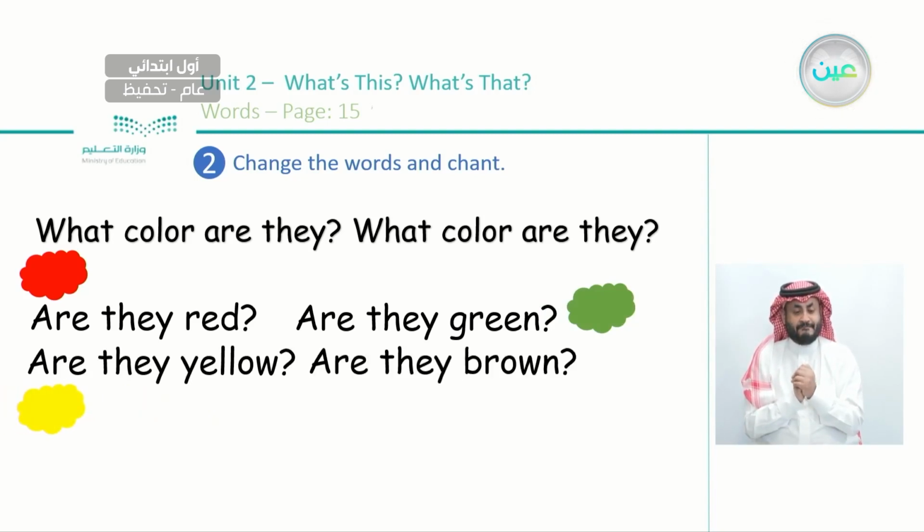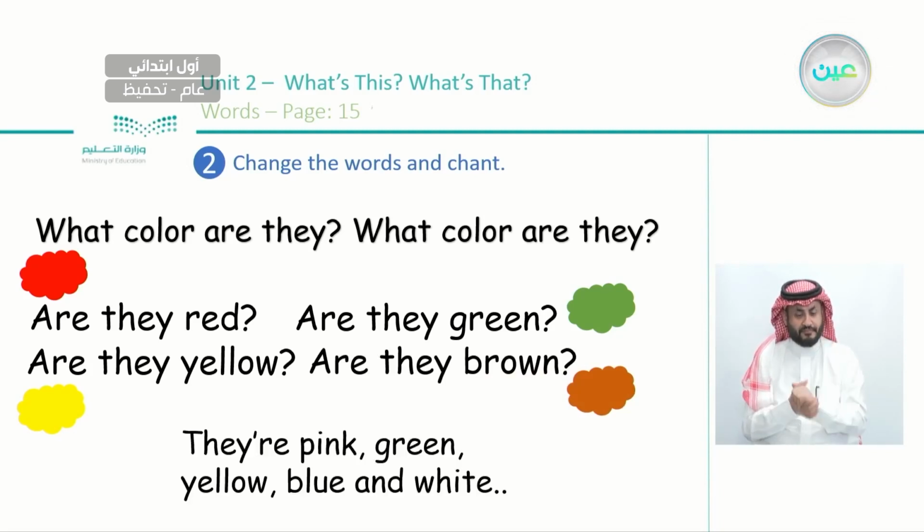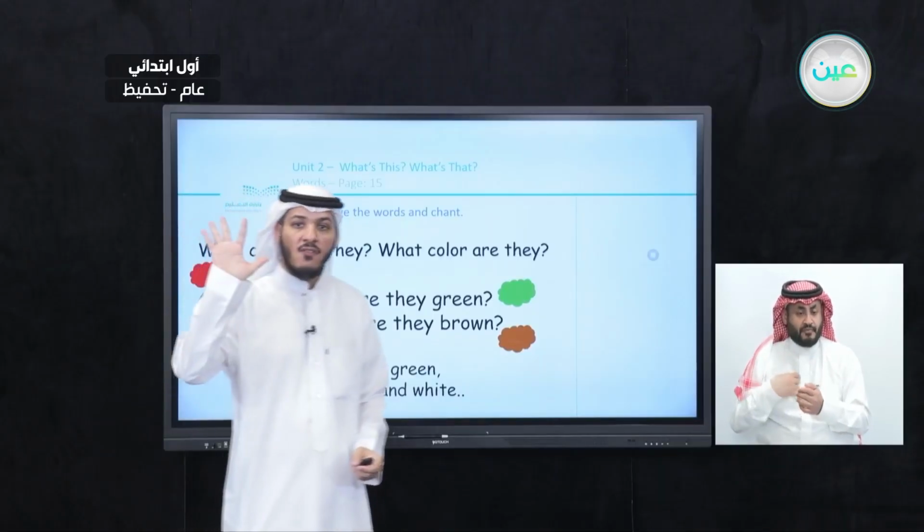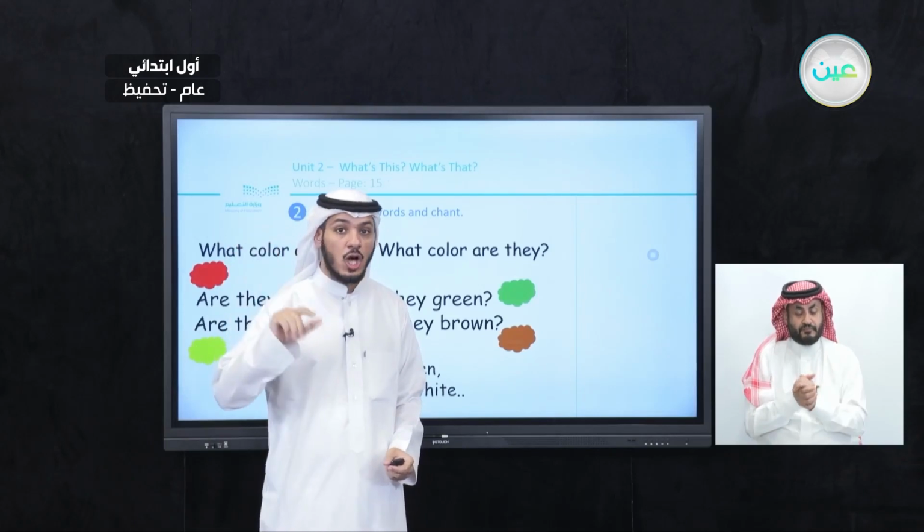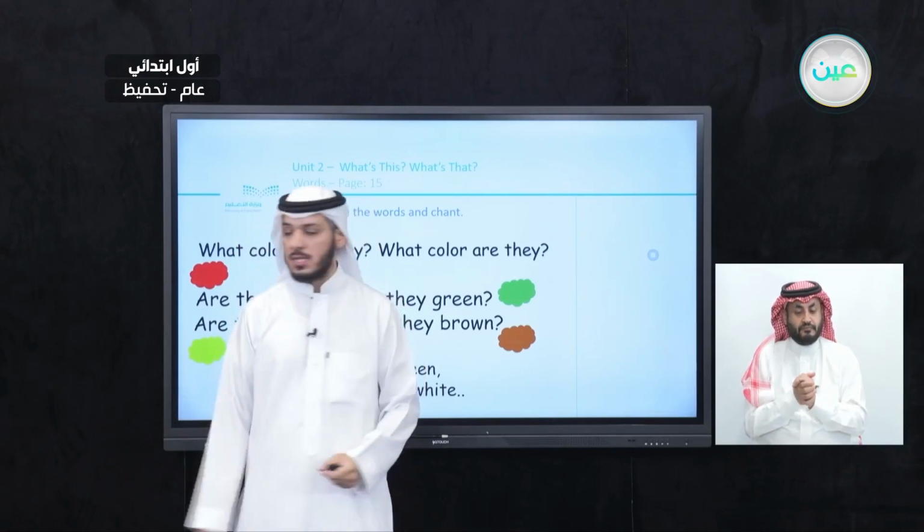Excellent. Are they brown? What does it mean, brown? This is brown. Excellent. Like what? Like the bear. Excellent. Okay, they are pink, green, yellow, blue, and white. Again, they are what? Pink, green, yellow, blue, and white. How many colors do we have? 5 colors, okay?